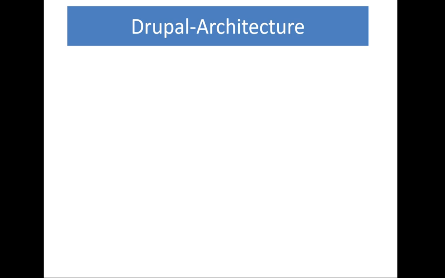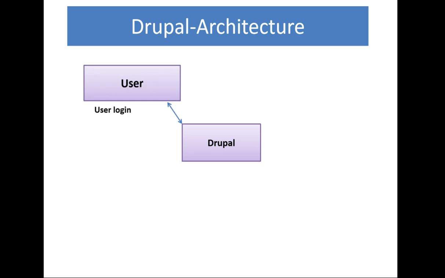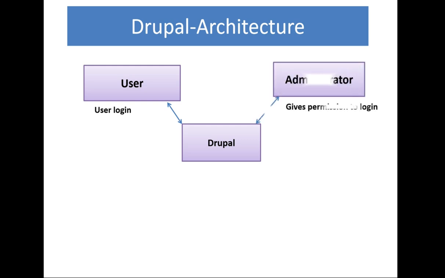So let's see first what is Drupal architecture, how Drupal works. First we have to install Drupal on a localhost or any machine which has an environment like Windows or any Linux operating system. After installing Drupal, there are users, and a user logs in first with a login name and password created for the Drupal website, for creation of content and pages.